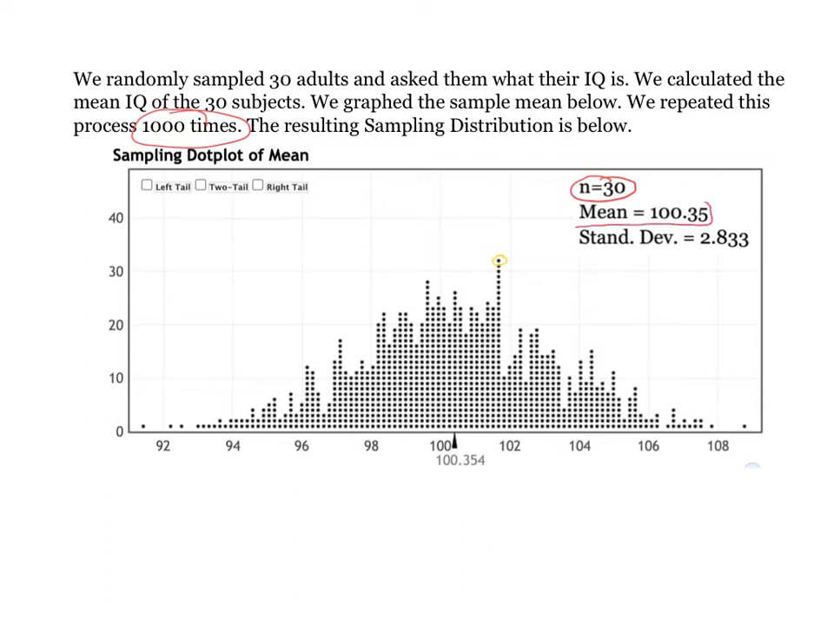This is the mean of those 1,000 sample means. Okay, so we typed in all 1,000 sample means from this graph and figured out that the average of those was 100.35. And then the standard deviation of those 1,000 dots is 2.833.